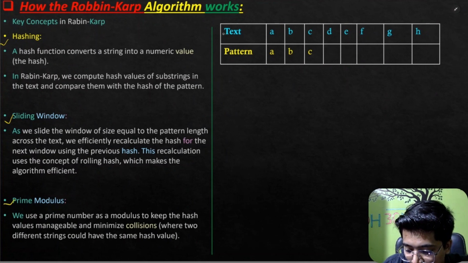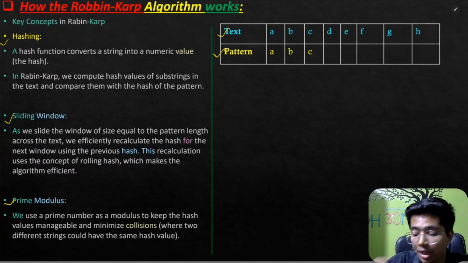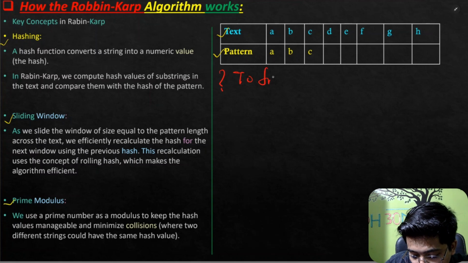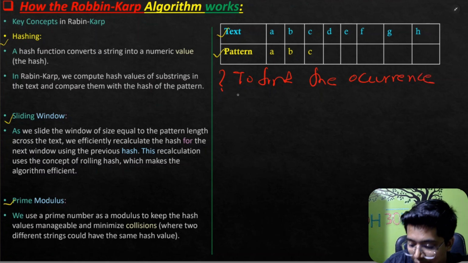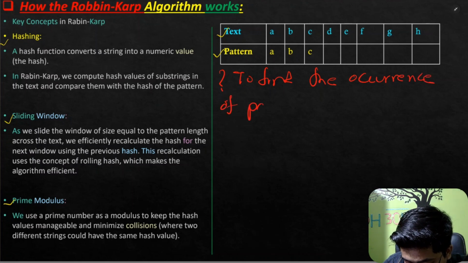Look, this is our text and this is our pattern, and what is our main goal? Our main goal is to find the occurrence of the pattern in the text.